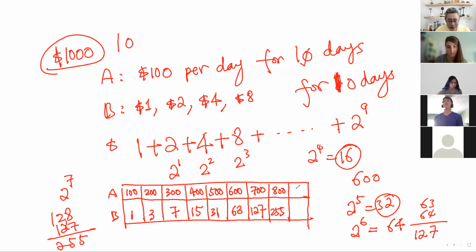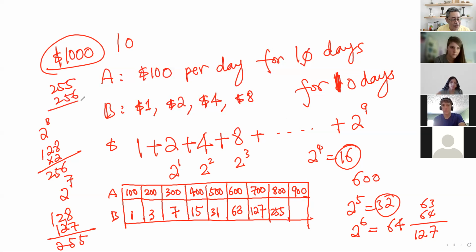And on the ninth stage, 900. But then we got 2 to the 8, which is 128 times 2. That's 256. So 255 plus 256, we got 511.